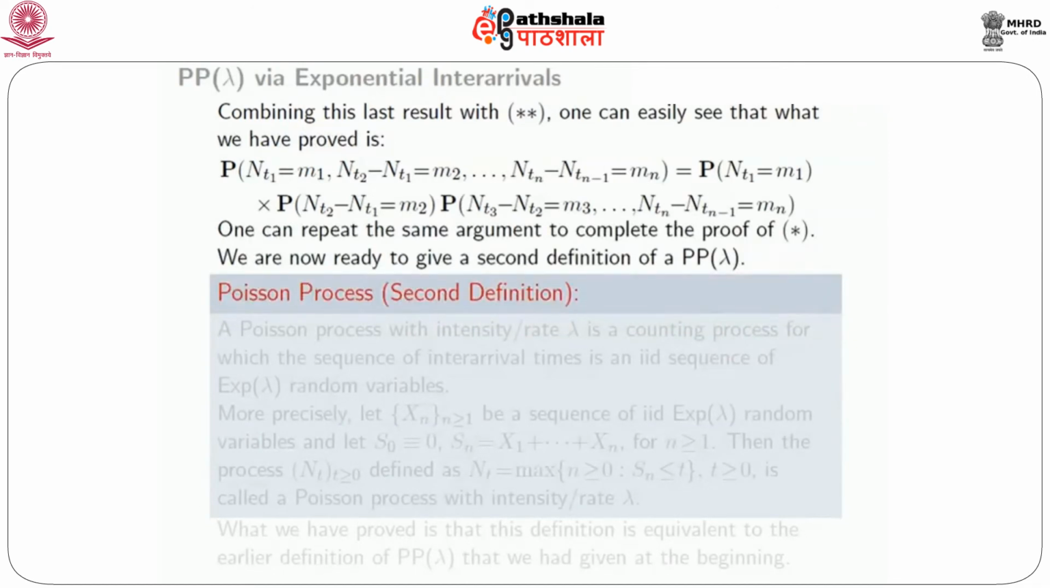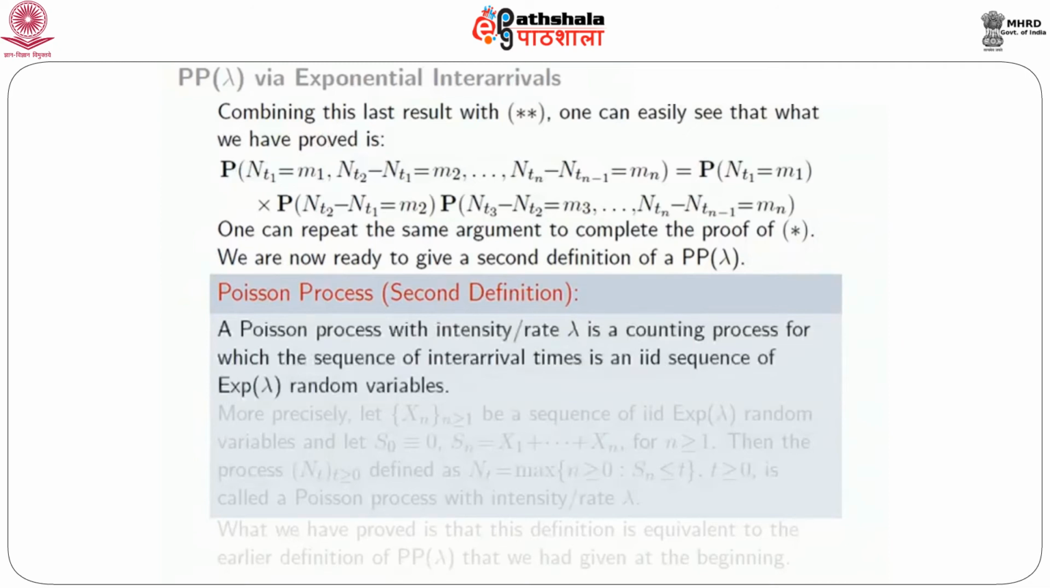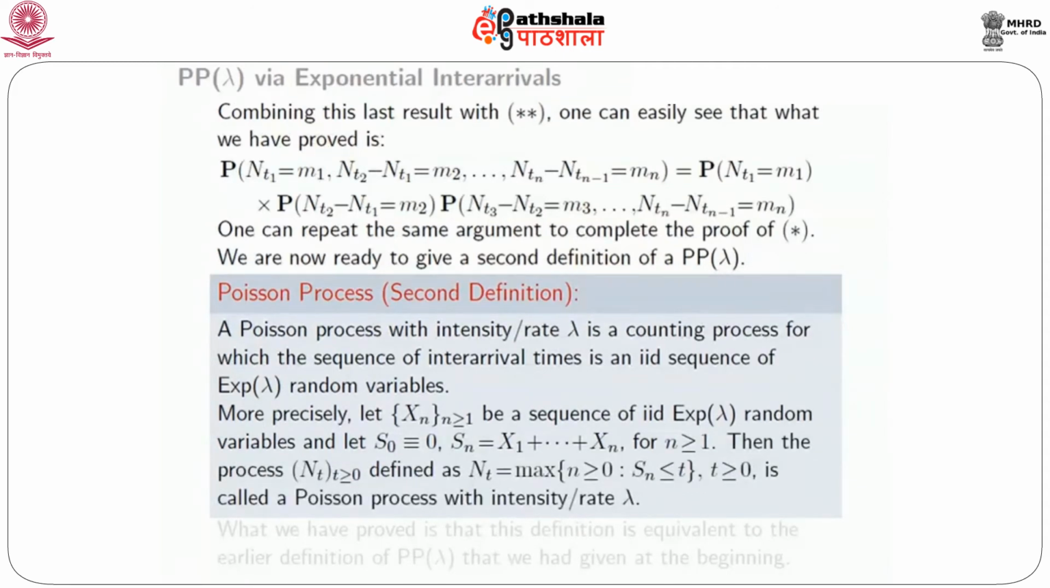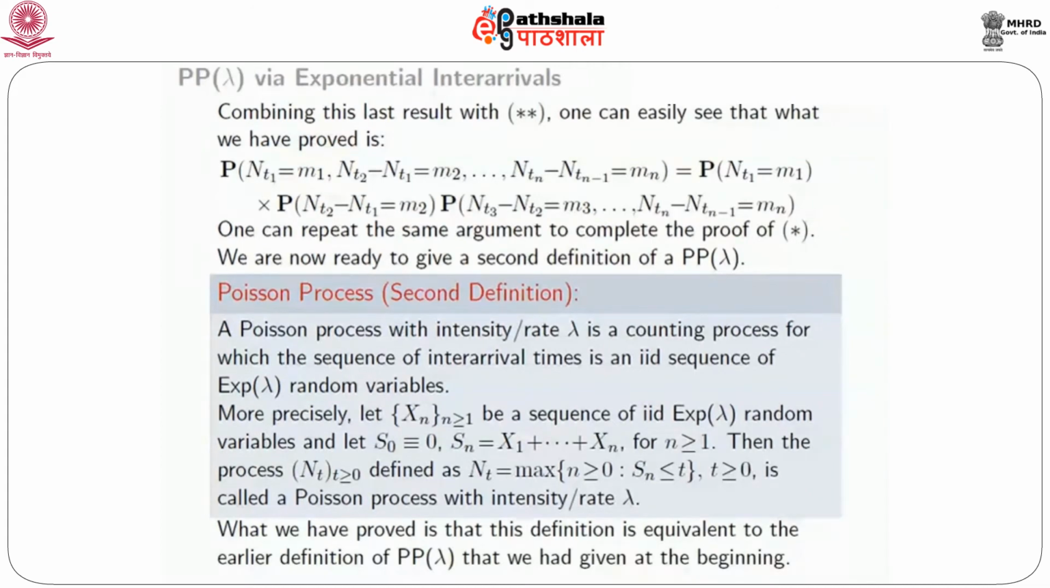So this means that we are now ready to give a second definition of a Poisson process with rate lambda. A Poisson process with intensity or rate lambda is nothing but a counting process for which the sequence of interarrival times is an IID sequence of exponential lambda random variables. More precisely, let Xn be a sequence of IID exponential lambda random variables, and define S0 to be 0 and Sn to be the partial sum sequence arising out of the X sequence. Then if you define a counting process N(t) based on the Sn, namely this, then this is called a Poisson process with intensity or rate lambda.